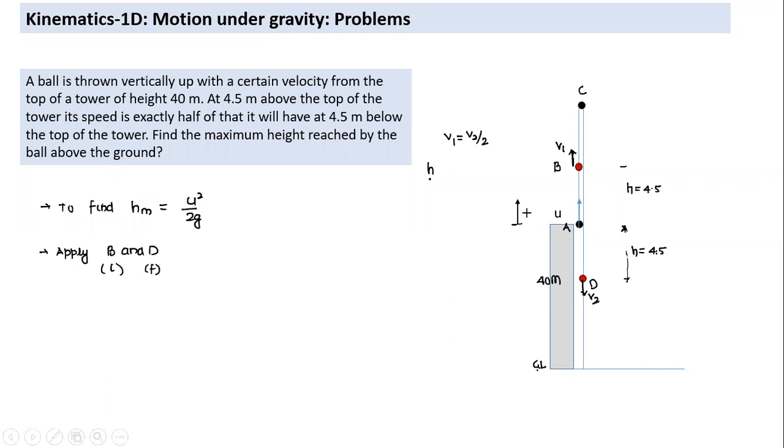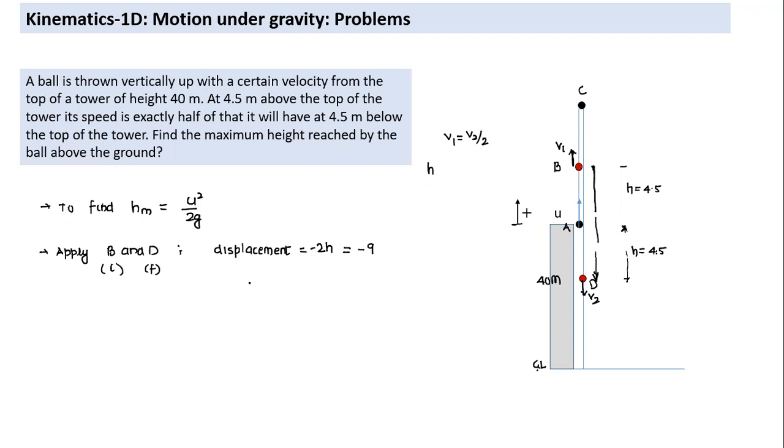Which formula should I use here? Between B and D, displacement is given. So the important point is, what is the displacement from B? B is the initial point and D is the final point. When we talk about displacement, displacement is a vector. So I'll draw the tail of the vector at the initial point. This arrow indicates displacement. Displacement is 2h in the downward direction, so I write displacement is equal to minus 2h. This point is important, or minus 9 meters.